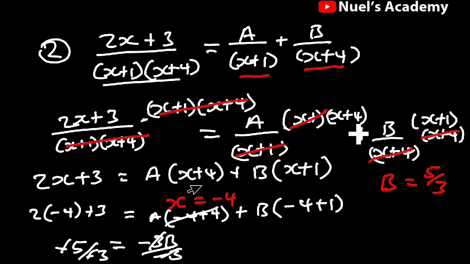Now, using the same cover-up method to find the value of a, let's set x to be equal to negative 1 so that we eliminate this b here. Let me make some space here.